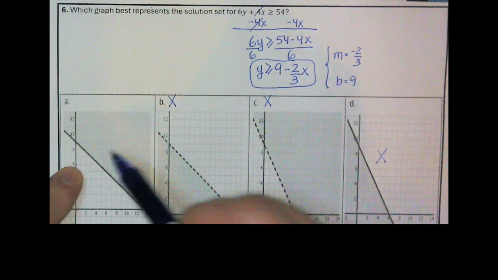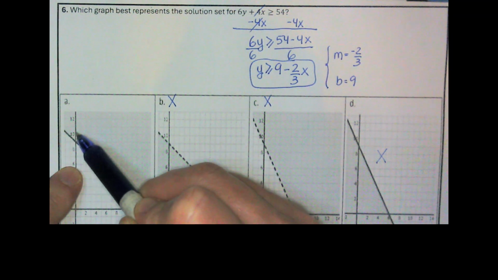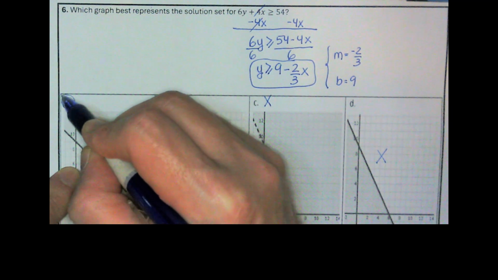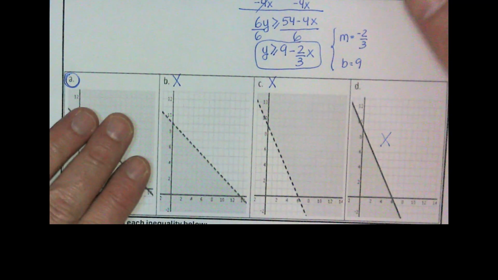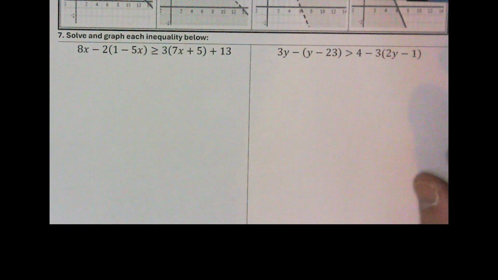And just to be sure, this is supposed to be greater than or equal to. Here's my y-intercept. I went up and I shaded on this side of the line. So this is definitely the answer for my problem. All right, very good. Let's go on to the next set of problems. The next set of problems are two inequalities.